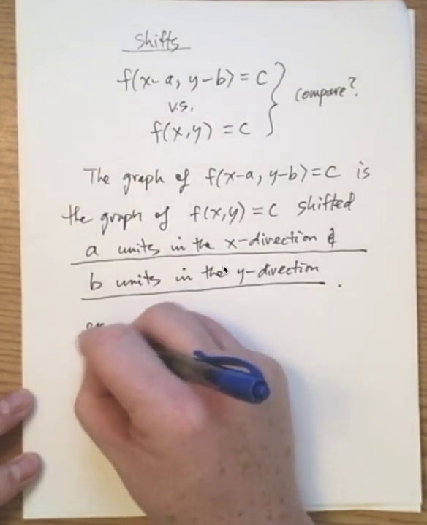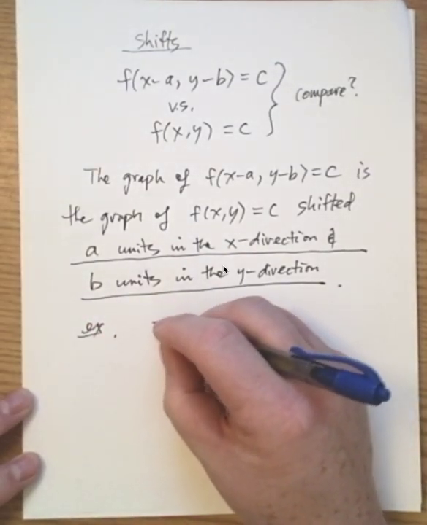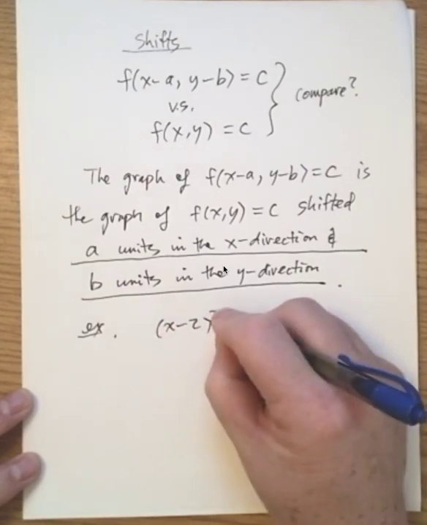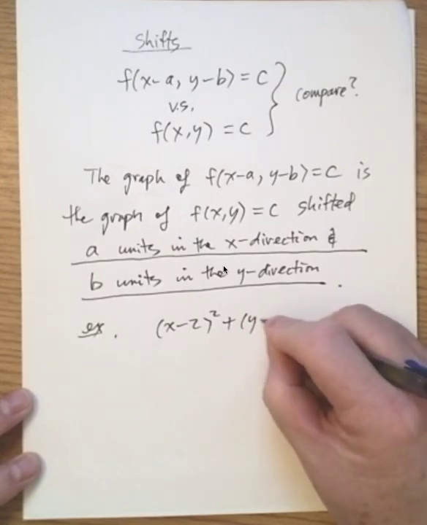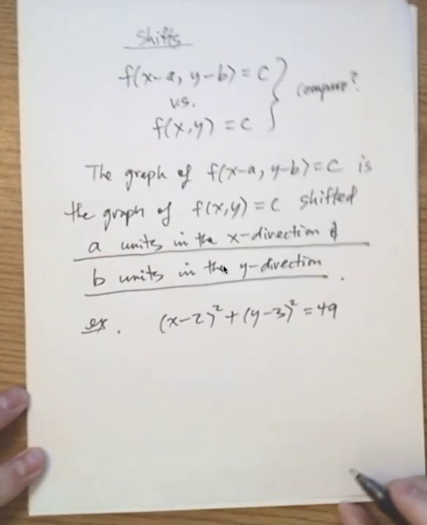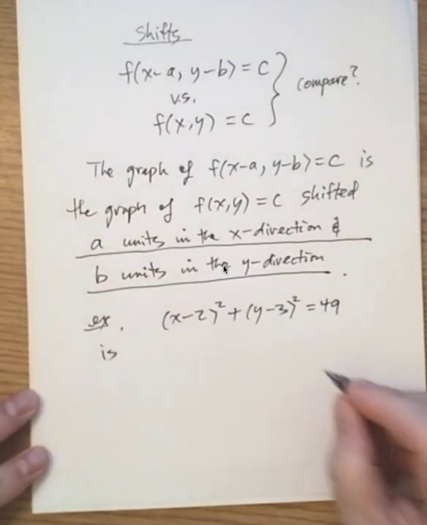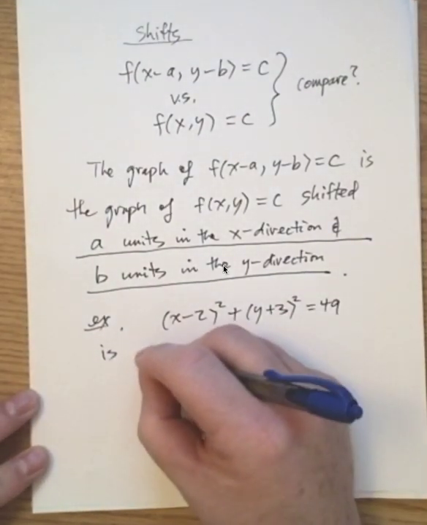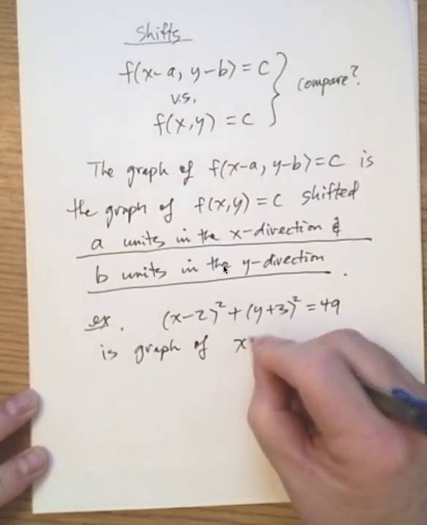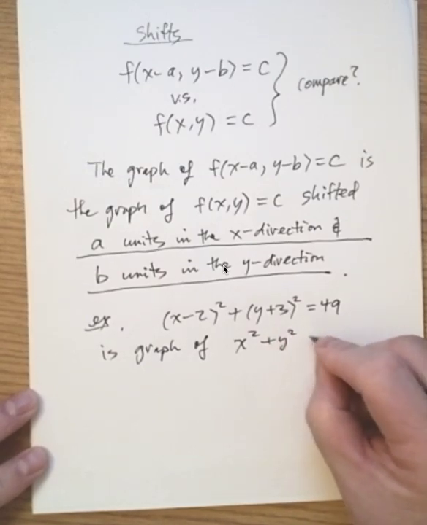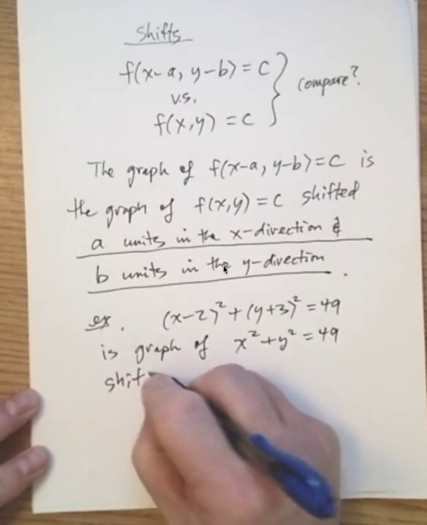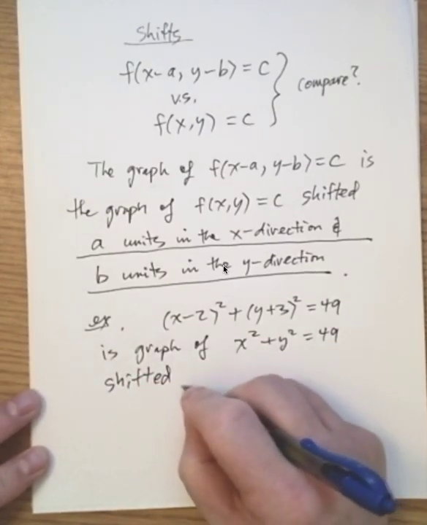Let's take a quick example. If I went like this, x minus 2 squared plus y minus 3 squared equals 49 is the graph of, let's make this a plus here, is the graph of x squared plus y squared equals 49 shifted. And then I might leave you with this blank to fill in.